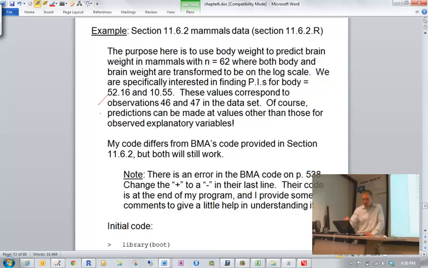And since now we know what these animals are, the 52.16 is a chimpanzee, and the 10.55 is, is that right, a baboon. And that is extremely important for this example in terms of interpreting this problem. That's why I made sure I put that there. I hope all of you wrote that down. Anyway, these are observations 46 and 47 of the data set.